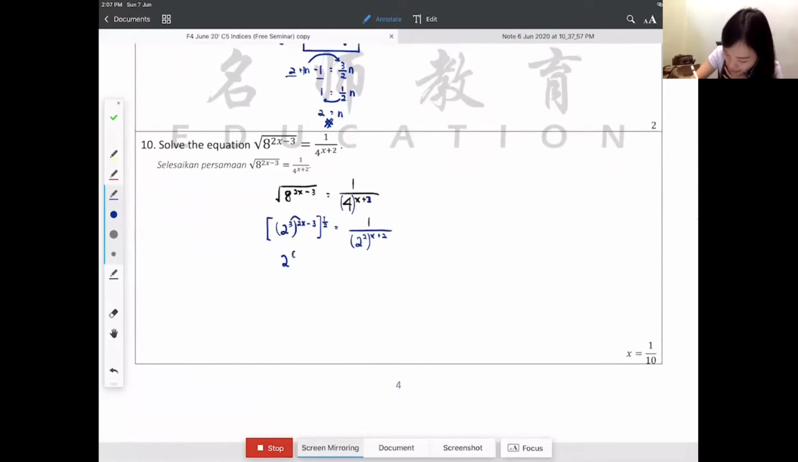So 3 times 2x, isn't it 6x? 3 times negative 3, isn't it negative 9? The 1 over 2, isn't it still outside? Correct? How about this one? I also open the bracket. 2 times x, isn't it 2x? 2 times 2, isn't it 4? Okay, finally, all same base. I just slowly open the bracket.